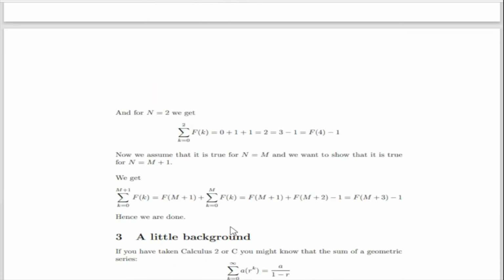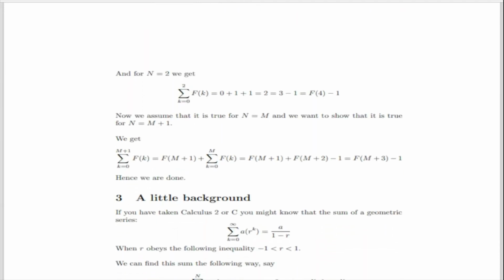What about n equals 2? So for n equals 2, we get 0 plus 1 plus 1, which is 2, which is the same as 3 minus 1. And we know that 3 is the fourth Fibonacci number, so it works. Now let's say that this is true for n equals m, where m is some integer greater than or equal to 0. And we want to show that it is true for n equals m plus 1.